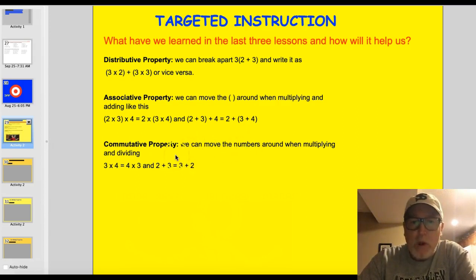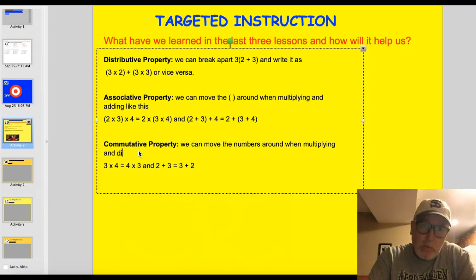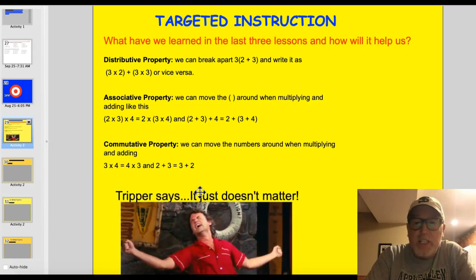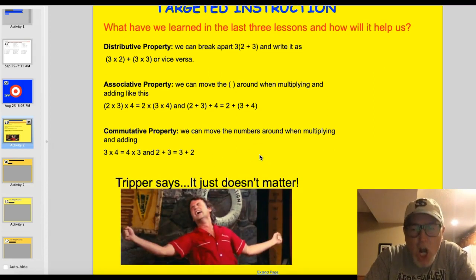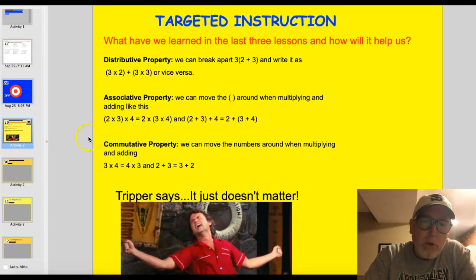Commutative property, same thing. We can move the numbers around when multiplying and adding here. I put dividing, multiplying, and adding. Very simply, 3 times 4 is equal to 4 times 3. 2 plus 3 is equal to 3 plus 2. It just doesn't matter.